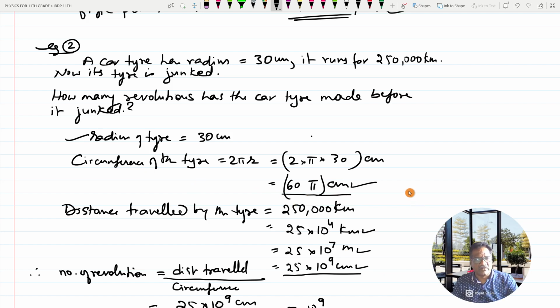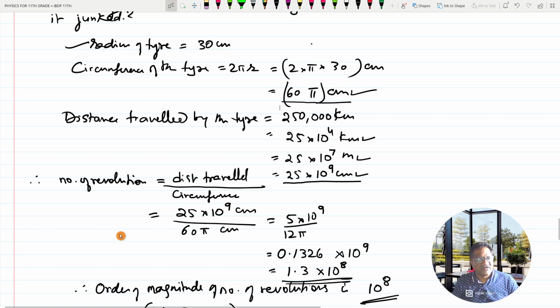Now, we know that the number of revolutions made by the tire is always equal to the total distance traveled divided by the circumference, provided the units of both are the same. So the distance traveled I am taking as 25 into 10 raised to 9 centimeters, and the circumference of the tire as 60 pi centimeters. Since the same unit is in the numerator and denominator, the units will cancel out and you will get the answer as 5 into 10 raised to 9 upon 12 pi. This is the answer. It's a pure number.